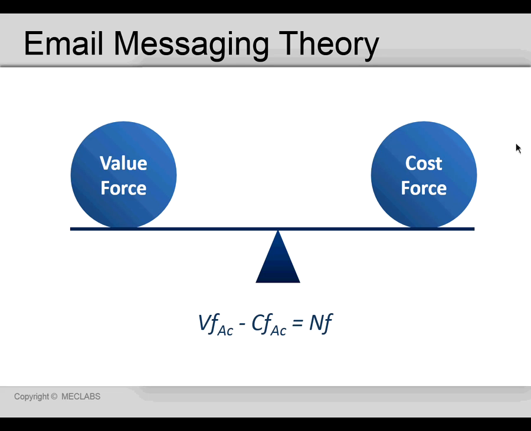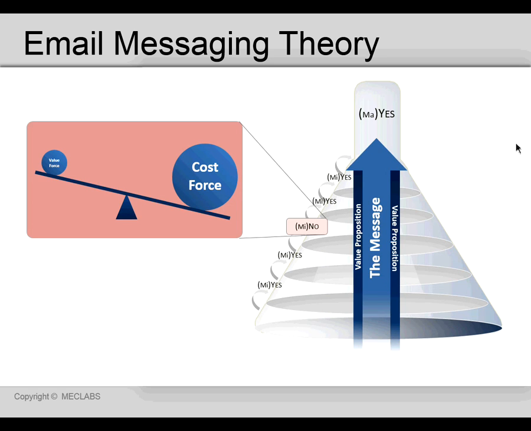And a fulcrum, on one side, we have the force of our value. So for example, the reasons why somebody would give. On the other side, we have the cost forces. So perhaps these are things like friction and anxiety and literally monetary costs associated with giving a donation to your organization.